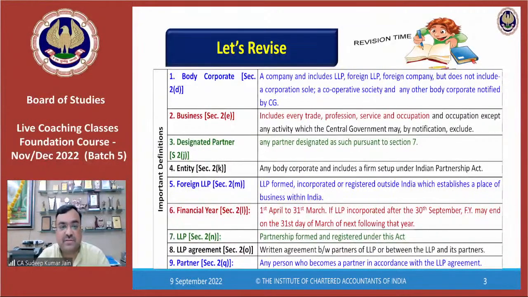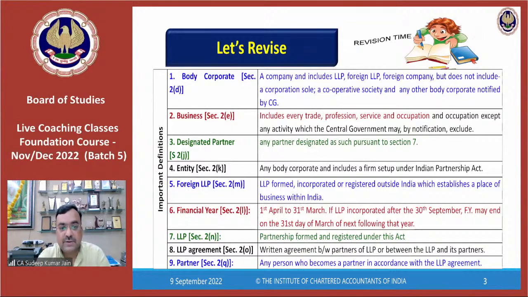Designated partner as per Section 7. Entity: any body corporate, and includes a firm under Indian Partnership Act for specific sections, specific provisions. Foreign LLP: LLP formed, registered, incorporated outside India but having a place of business in India. Financial year is 1st April to 31st March, but if LLP is incorporated after 30th September, then the period will end in the next financial year, on the next 31st March.